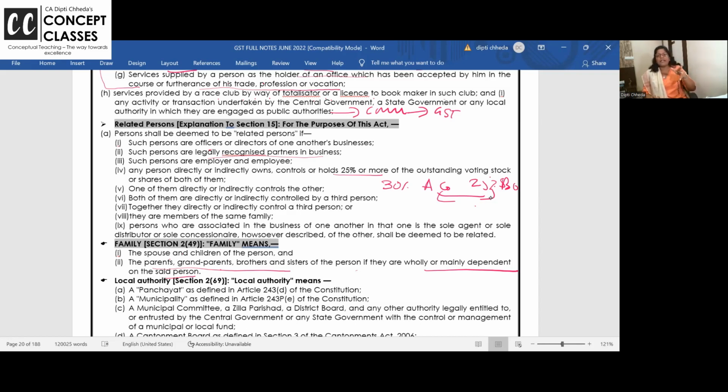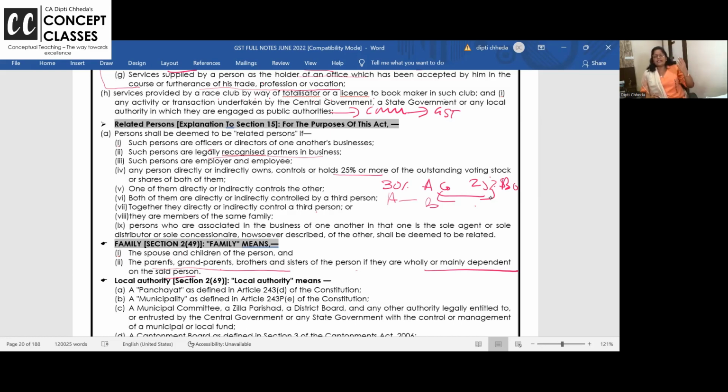Both are controlled by a third person. I am the main controlling person or director in A company, and I am the main controller of B company. Automatically A and B companies are related. The controller is common, the owner is common. Together they directly or indirectly control a third person, or both control each other, or they are members of the same family, related persons.